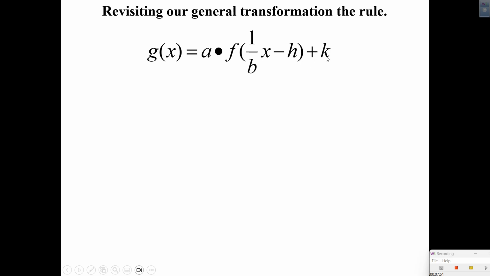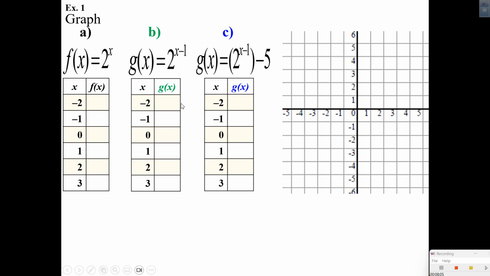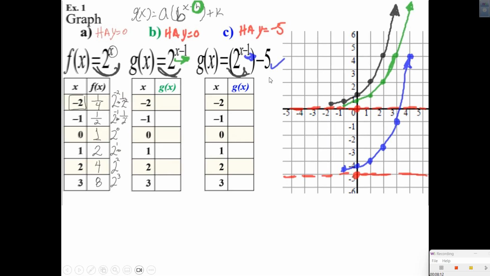We know what H, K, B, and A do. But then we applied it to an exponential form like so, and that's what we use to do our transformations. Yesterday, we started with 3 of them: the parent function, then the green one, then the blue one, and they look something like this.